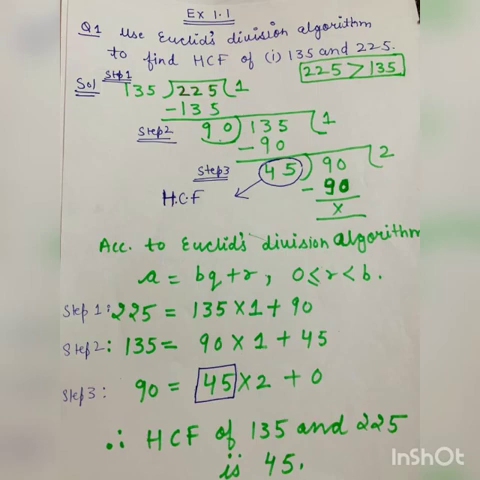Now in step 2, in the same way, we shall put the values of dividend, divisor, quotient and remainder in the formula. Here, dividend is 135, B is divisor, that is 90, quotient is 1 and remainder is 45. In the same way, we shall put the values of third step in the formula. So in the last step, we shall write the statement HCF of 135 and 225 is 45. This is the solution of question number 1.